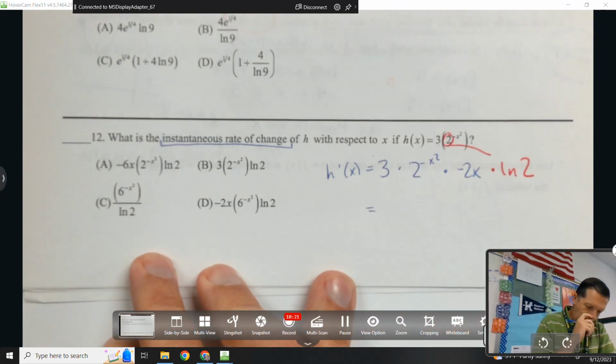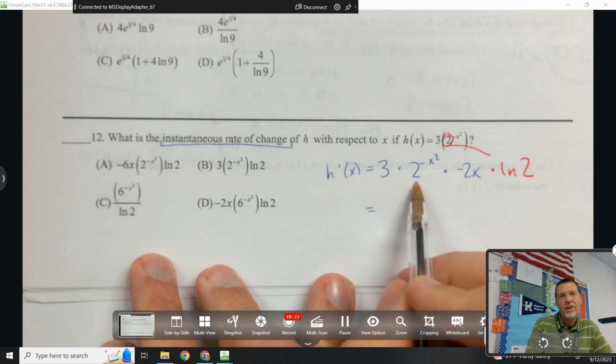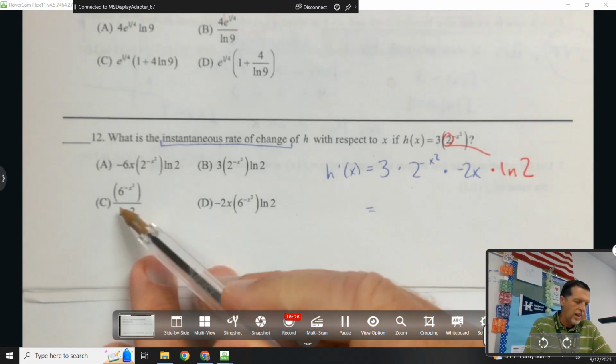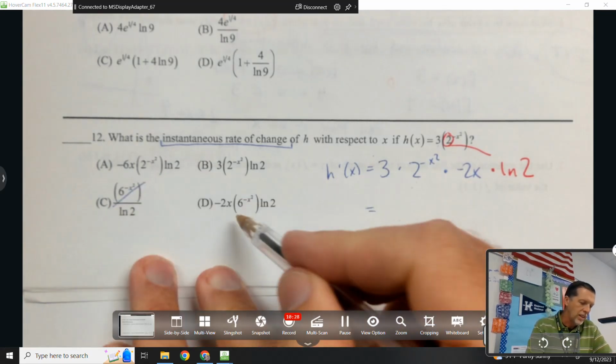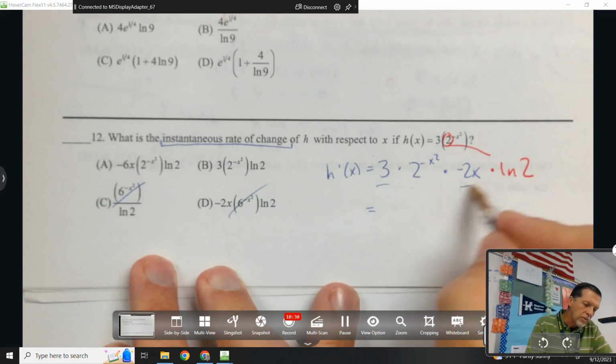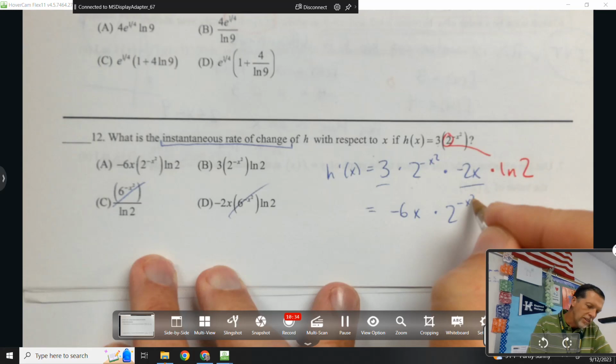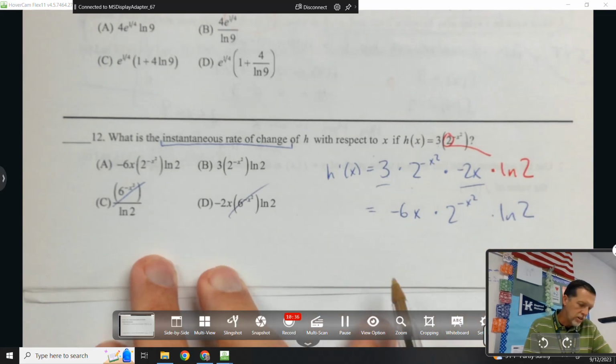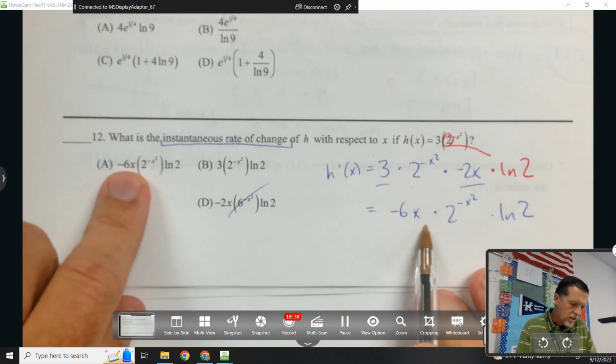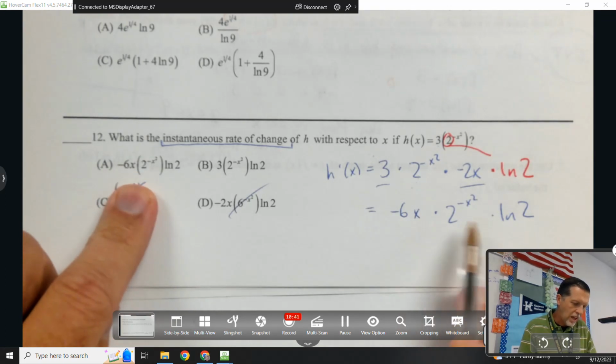So let's see here. I do not want to do this 3 times 2. I can't do that and get 6. That's what some of that is. Please don't do that. I can do 3 times negative 2x, negative 6x, 2 to the negative x squared, natural log 2. That is answer choice A.